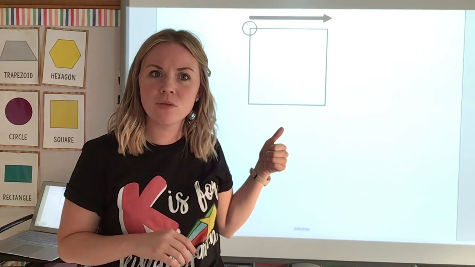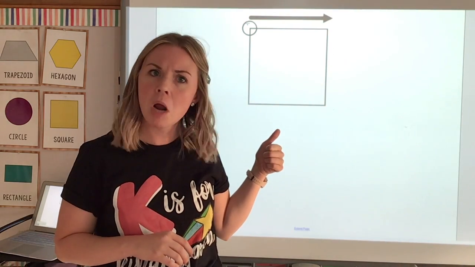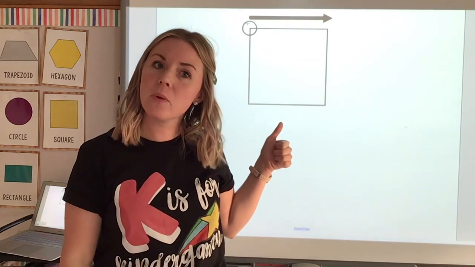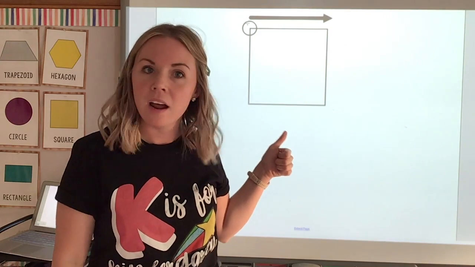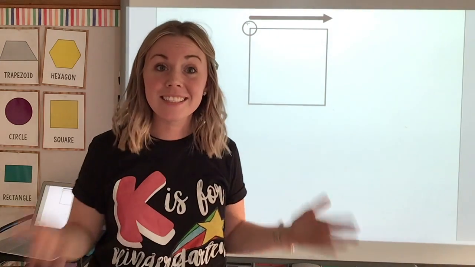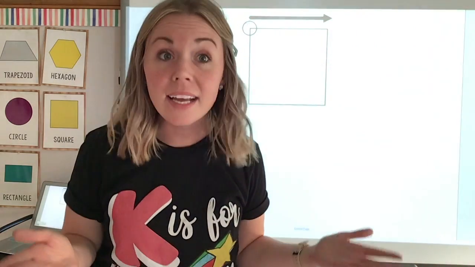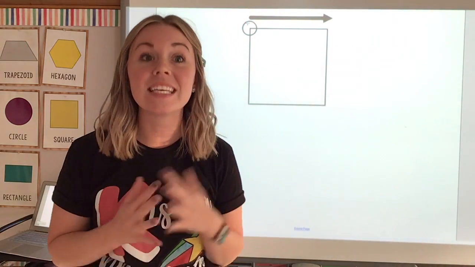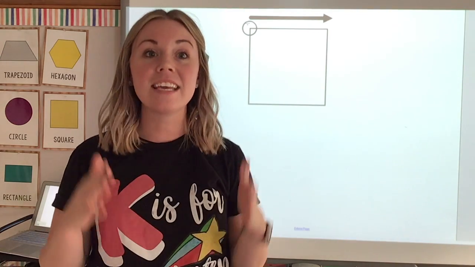But does this square have 2 sides that are longer? No, it doesn't look like it. Does this square have 2 sides that are shorter? No, it doesn't look like it. Each one of those sides looks like it's exactly the same. Because guess what? It is. What's special about a square is each one of the sides is exactly the same length.